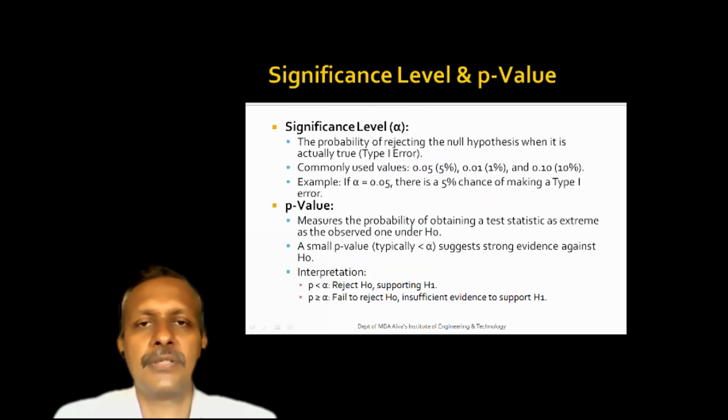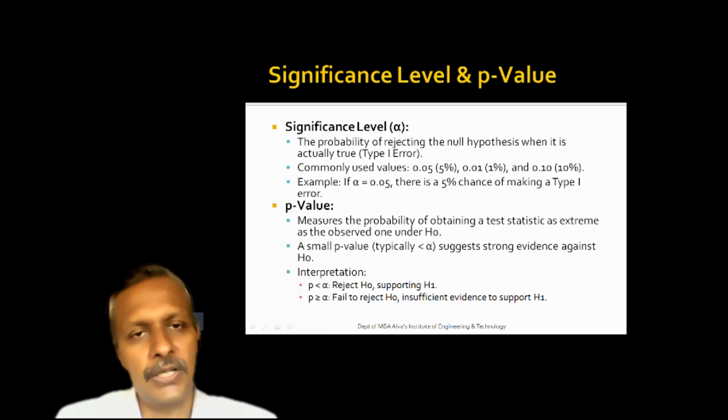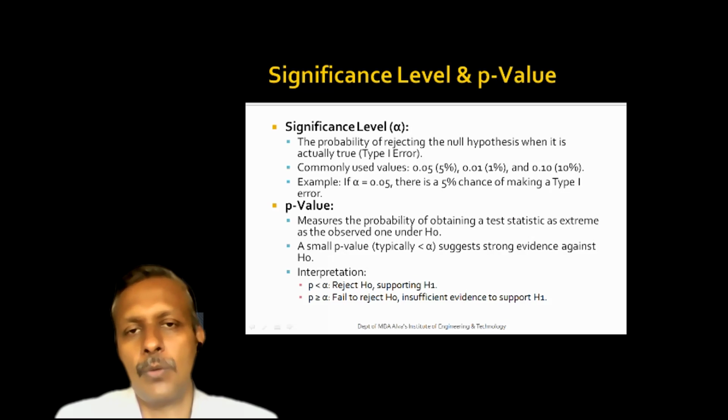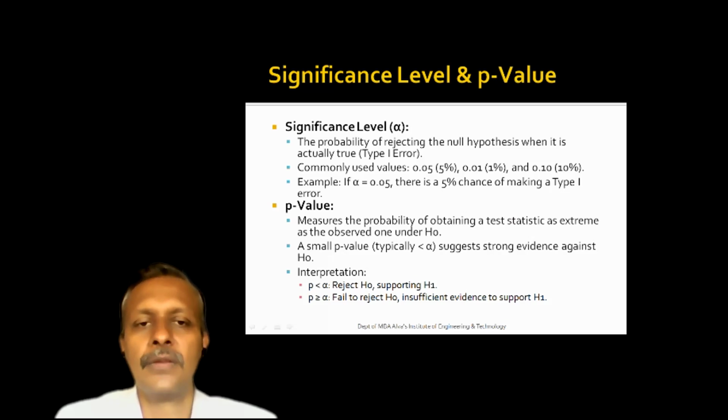Then comes the significance level and the p-value. As we have already discussed, the significance level is the probability of rejecting the null hypothesis when it is actually true, that is type 1 error, commonly used with levels of 0.05 or 5%. The p-value measures the probability of obtaining a test statistic as extreme as the observed one under H0. So a small p-value suggests strong evidence against H0.